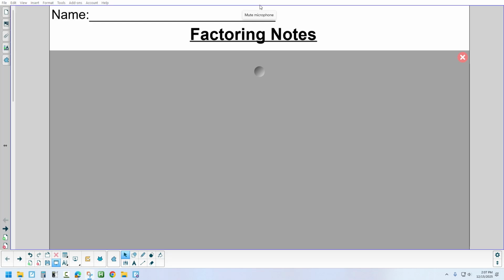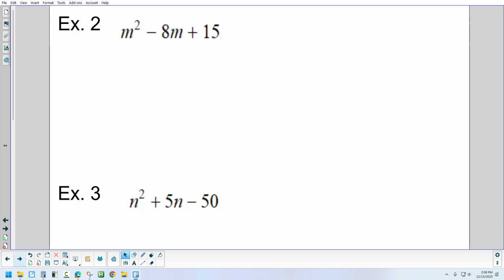All right, so we are looking at week 8, and week 8 is basically the reverse of what we did week 7. Week 8 is on factoring. Week 7 was distributive. So we're going to be factoring problems that look something like this.